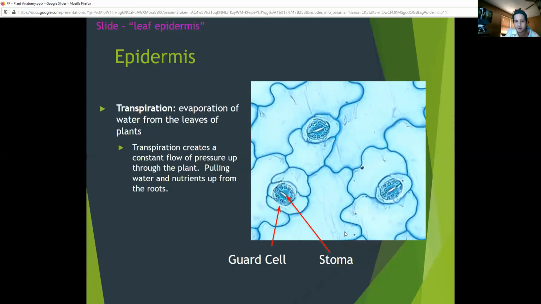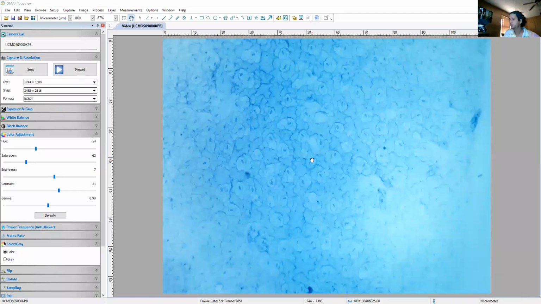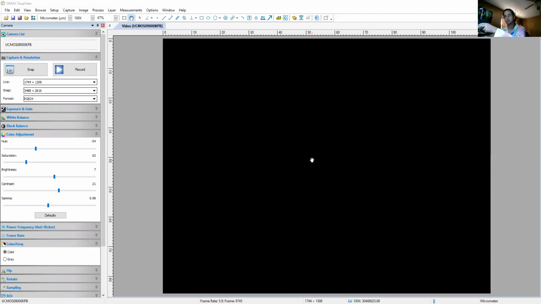So real quick, let's stop our share. All right, let's go over to our real life example of this. So this is at 40x total magnification, and this is our leaf epidermis. This is probably our eudicot epidermis. So this is at low magnification. Let's increase that a little bit, get a better look at this.